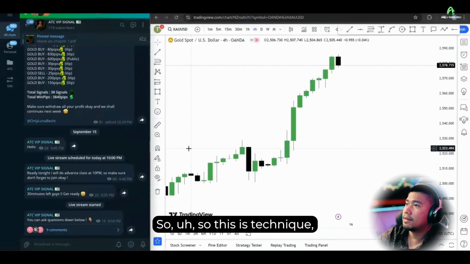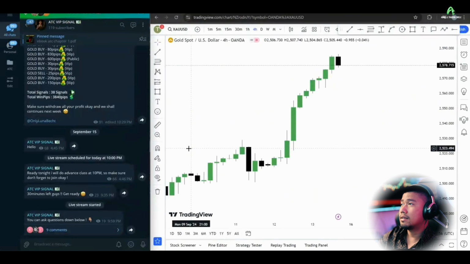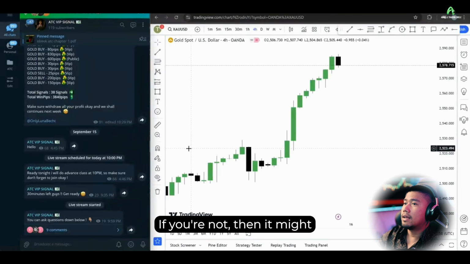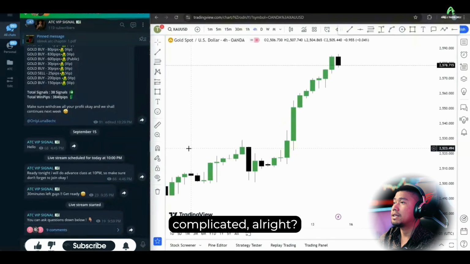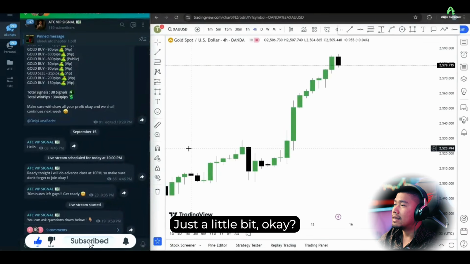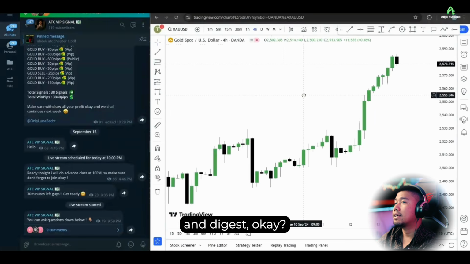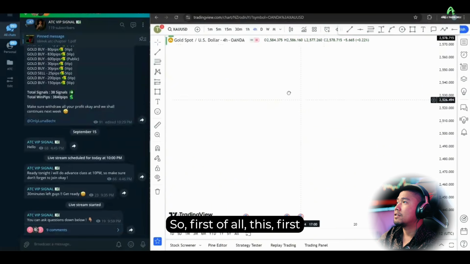This technique is not that complicated if you're used to it. If you are not, then it might be a little bit complicated, just a little bit only. It's not a lot, and it's easy to understand and digest.